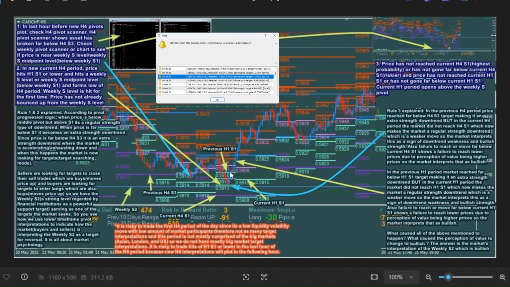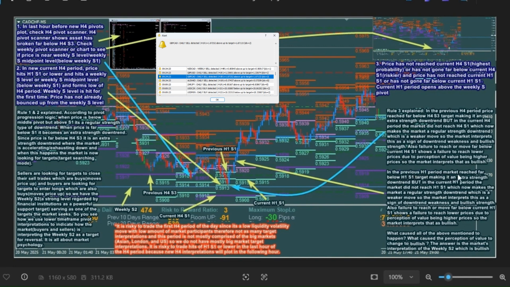Okay? And also, price fails to reach the H4S1. And H4S1 is a price at lower prices. So that shows that the market's perception of value is not a price at lower prices, which means the market's perception of value is a price at higher prices. Okay? And that is interpreted as bullish by the market.